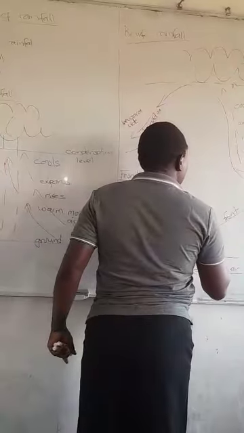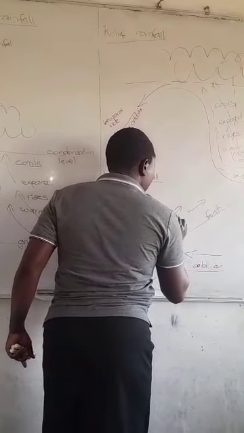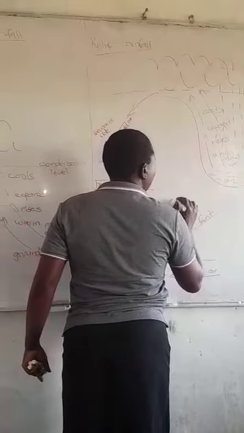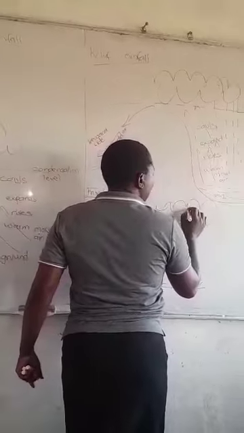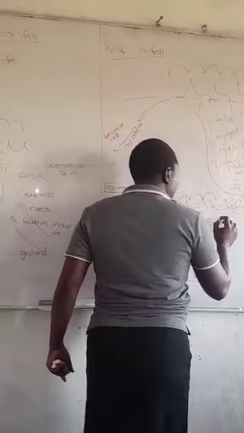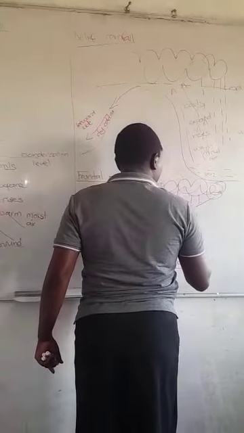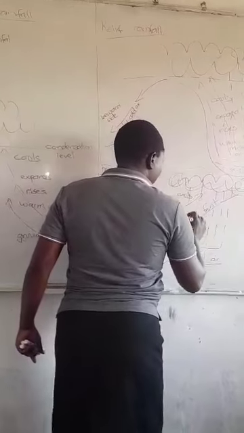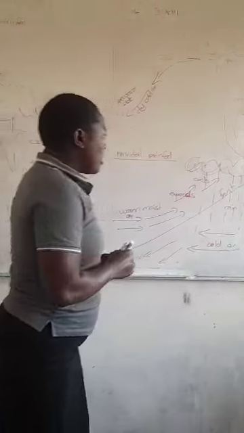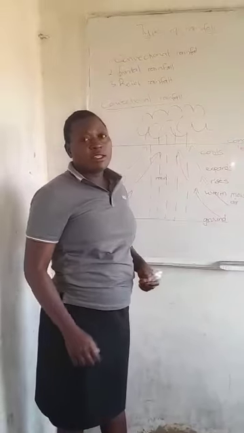And when it rises, it expands and cools. Then it reaches condensation level where the clouds are formed. And then rainfall comes. So basically these are the three types of rainfall that we receive here in Zimbabwe.